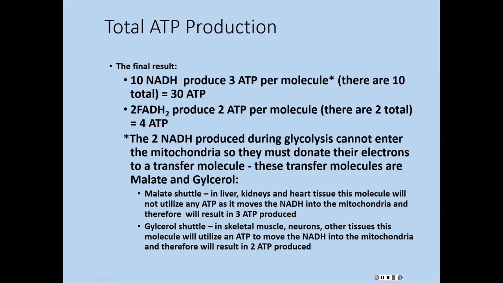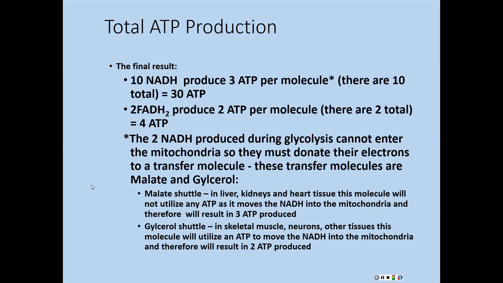The malate shuttle is most predominant in the liver, kidneys, and heart tissue. So these are real vital organs in our body. Malate picks up the energy from the NADH, the hydrogens, and carries it into the mitochondria, and there is no use of ATP involved at all. It is a molecule that very easily crosses the membrane, carries that energy with it, and we still get 3 ATP. So in the liver, kidneys, and heart, we still can get 38 ATP from a single glucose.